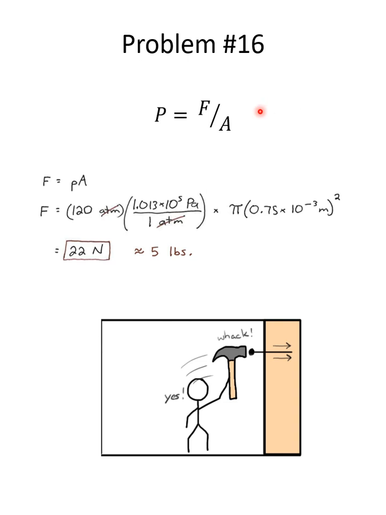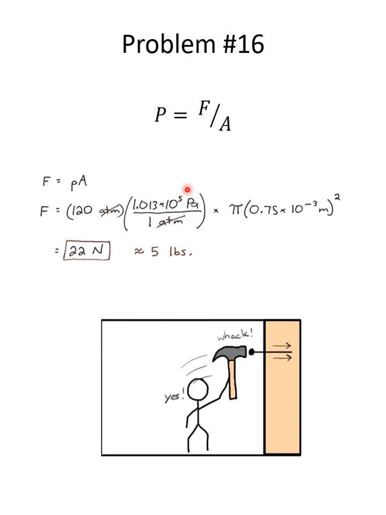So we'll start with pressure is force divided by area. Turn this into force equals pressure times area. So force equals, and we have the pressure of 120 atmospheres. But we want to turn all of this into MKS units, so let's recognize that an atmosphere is 1.013 times 10 to the 5th pascals, so we'll do that conversion. And these first two terms multiplied will give us the pressure in pascals. And then we want to multiply by the area.